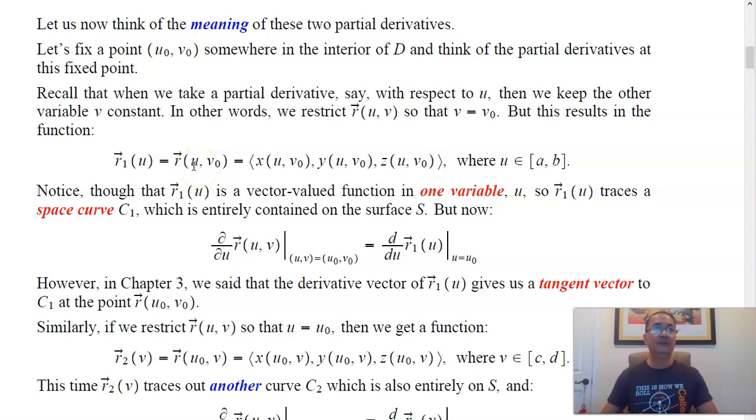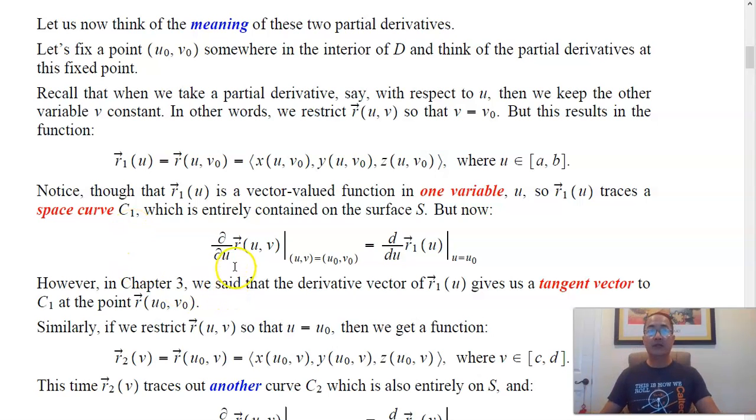So let's give that a name. Let's call that r1 of u. That means x at u, v sub 0, y at u, v sub 0, and z at u, v sub 0. But now since this is one variable, u, where u is from a to b, what do we get? We get a space curve. And of course that space curve will be entirely on S. Let's call that space curve C1.